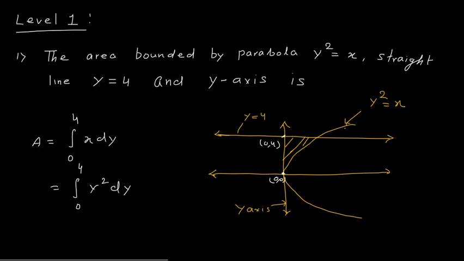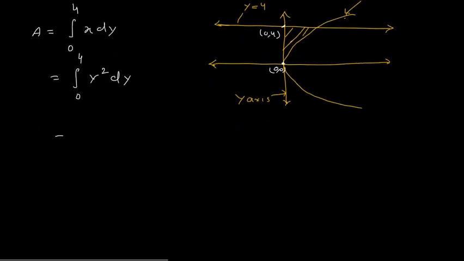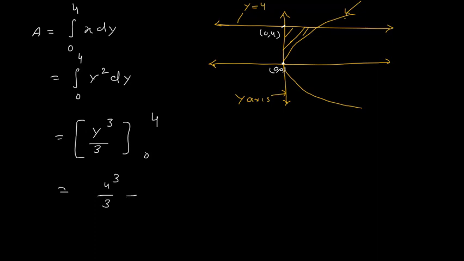Now when we integrate this y square, we will get y cube divided by 3, with limits 0 to 4. When we put 4, it will be 4 cube divided by 3, minus, in place of y when I put 0, it will be 0. So 4 fours are 16, 16 fours are 64. So I will get the answer as 64 upon 3. This is our answer for the area. Now let us move to the second problem.